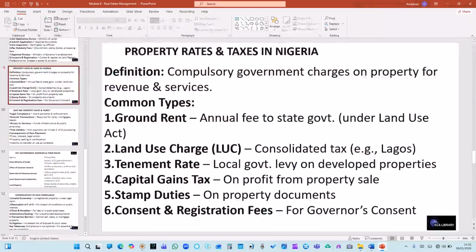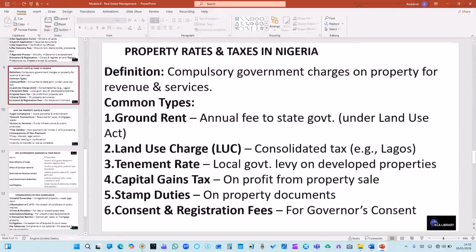Then we have land use charge. Land use charge is a consolidated tax, especially in Lagos. It is a combination of ground rent, tenement rate and others. So the Lagos government combined all these rates together and called it land use charge. So it is most prevalent in Lagos State. Now we have tenement rate, which is a compulsory levy by the local government levied on developed properties. We have capital gain tax, which is tax on profit from the sale of a property.